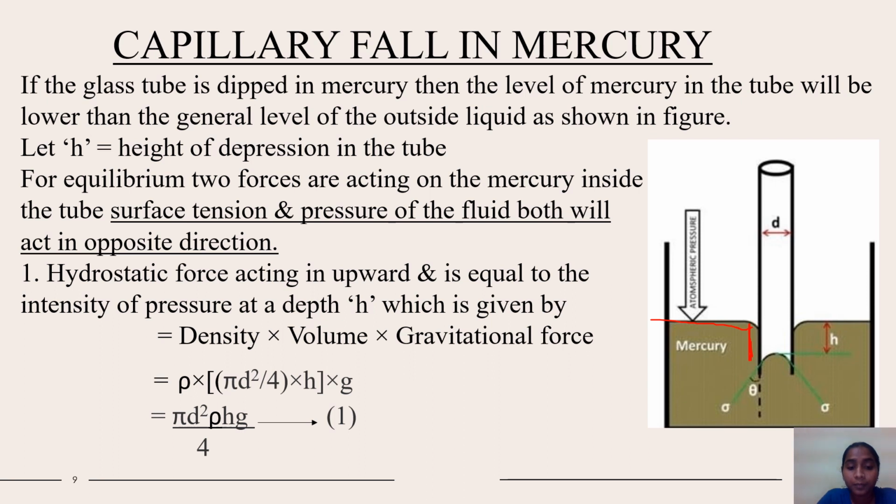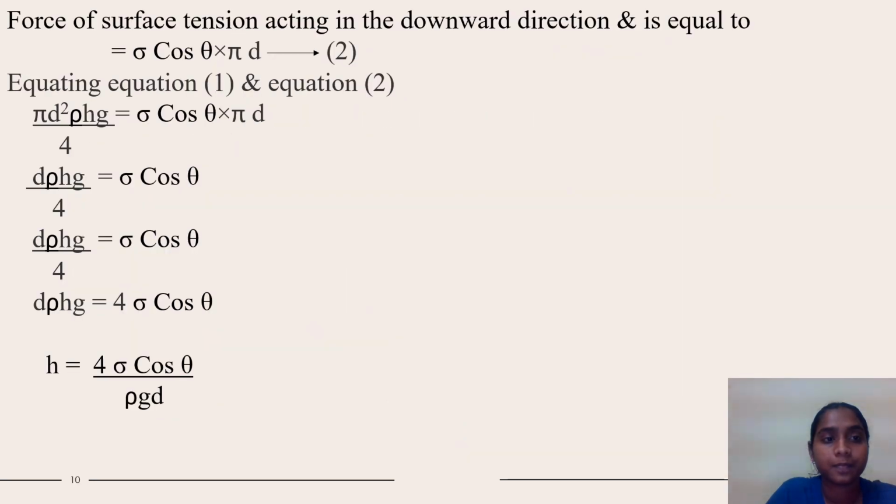For capillary fall, the surface tension sigma and the pressure of fluid will be acting in opposite direction. If the surface tension acts in downward direction, then the pressure of fluid will be acting in upward direction. For capillary fall, always the surface tension acts in downward direction and the pressure of fluid will be acting in upward direction. Next, force of surface tension acting in downward direction is equal to sigma cos theta into pi d, where pi d is the circumference of pipe.